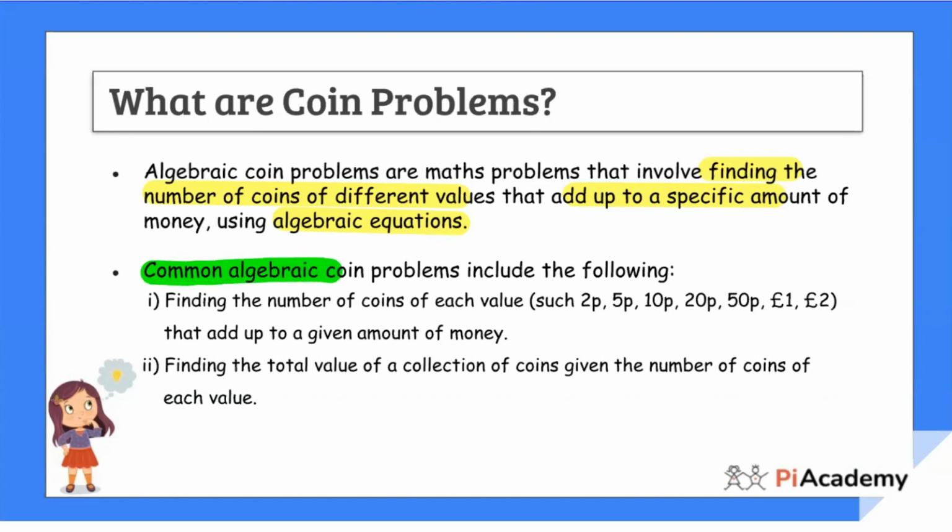So the first common coin problem is finding the number of coins of each value. Here you are going to find the number of coins. Let's say you are finding the number of coins of 2p, 5p, 10p, and so on, that add up to a given amount of money. So this is the easy type. The next one is also easy: finding the total value of a collection of coins, given the number of coins of each value. Don't worry about all this theory. Whenever you do the question, you will come to know what I am talking about.